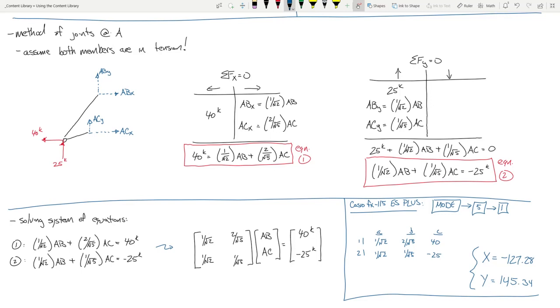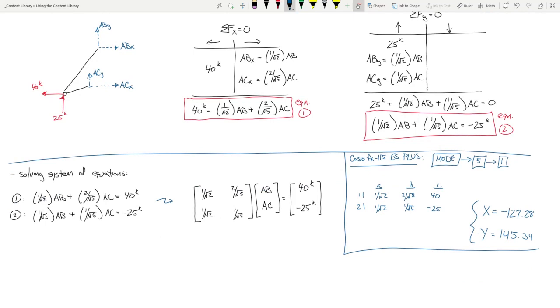Everybody else getting that? So what you're getting here are not the x and y components. You're getting the overall magnitude, the overall resultant, okay? And let's look at the order. The calculator doesn't know any better. It doesn't know. So that's why we were very diligent in writing it in a given order, the AB, then the AC, the AB, then the AC. So I propose that AB is negative 127.28 kips. But what does the negative mean?